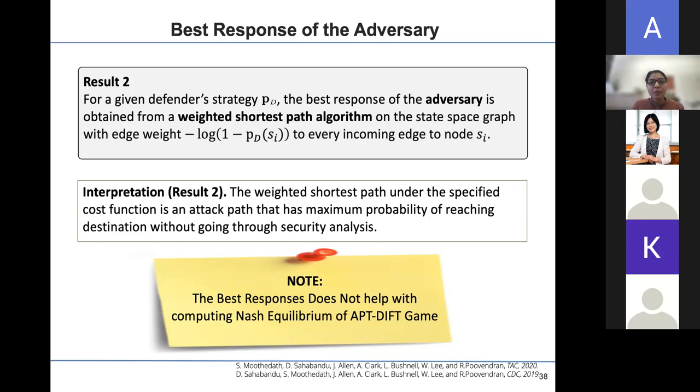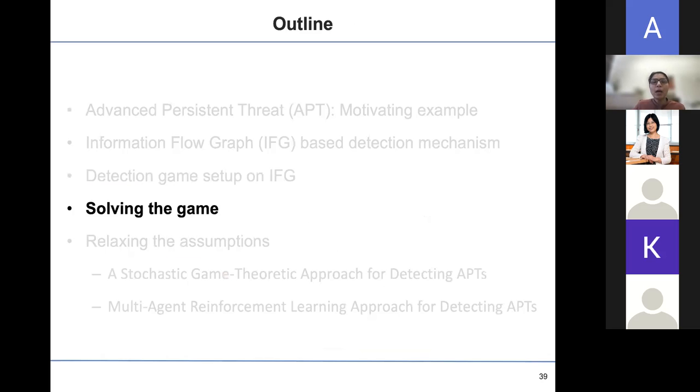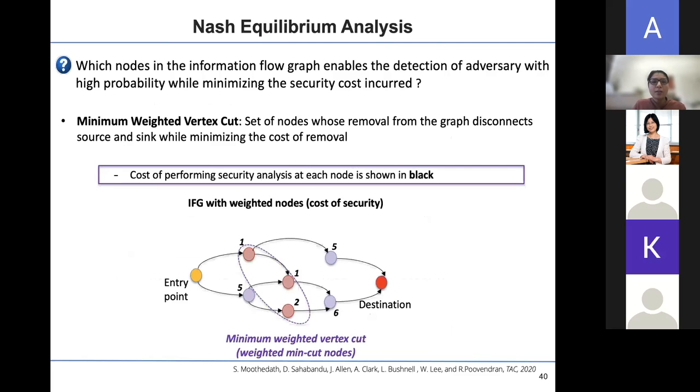Okay. So now I will explain how to solve this game. For the Nash equilibrium analysis, the first question we pose is: which nodes in the information flow graph enable the detection of this adversary with high probability while minimizing the security cost? And from our analytical analysis, the result we get is that it is indeed the minimum weighted vertex cut.